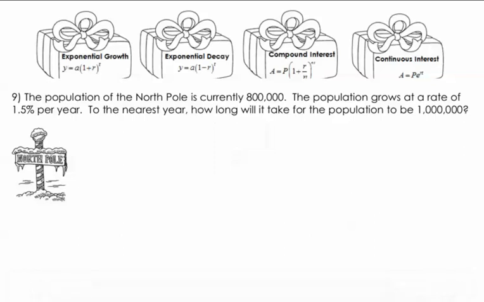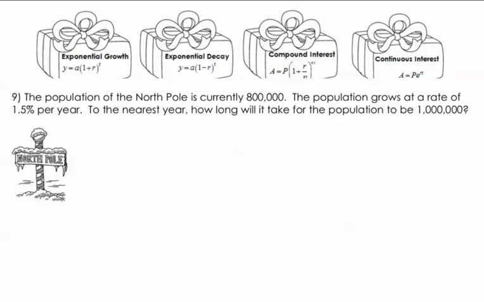Okay, so we're going to check out some word problems now that involve solving logarithms. So you see that we have all four of our formulas up here: the growth, decay, the compounded interest, and the continuous interest. So the population of the North Pole is currently 800,000. The population grows at a rate of 1.5% per year. So the nearest year, how long will it take for the population to be 1 million?